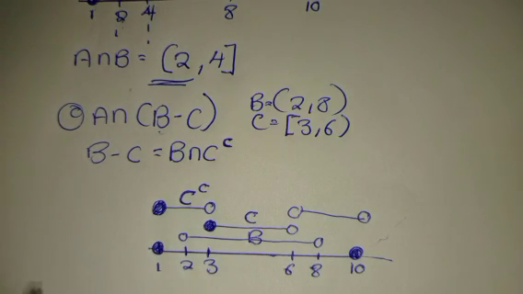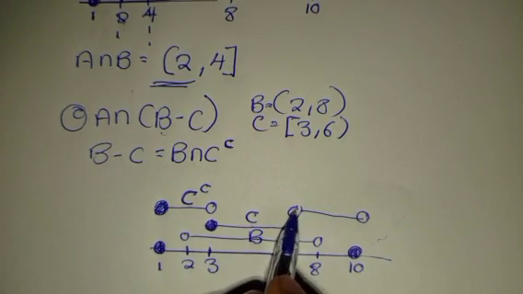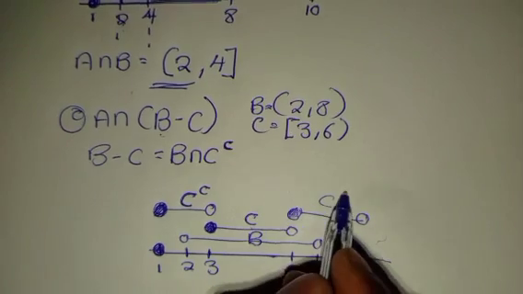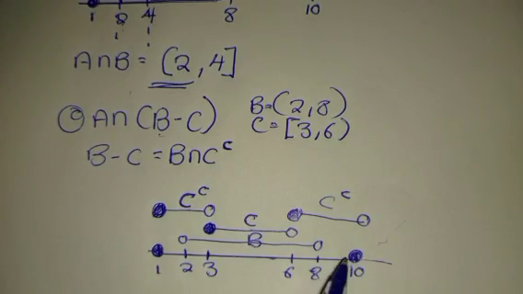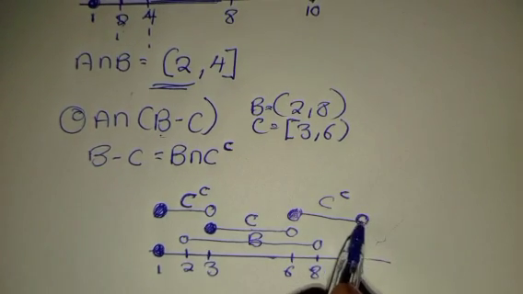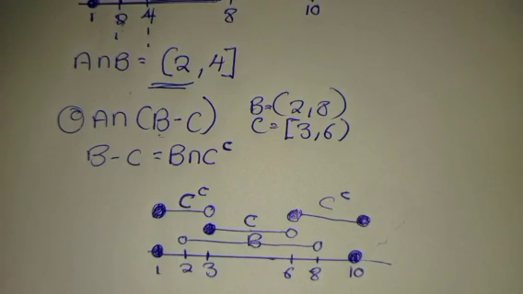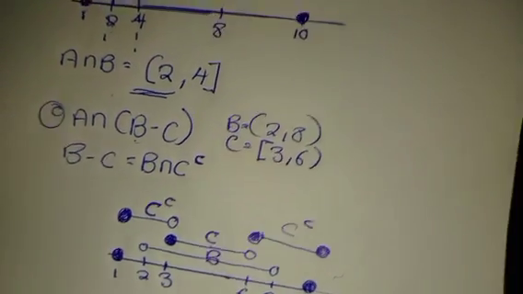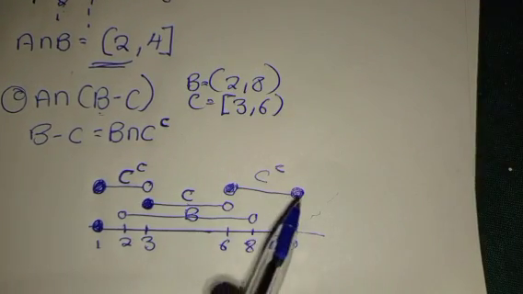We now need to understand one point. Remember, this 6 is not part of C. So which means the 6 will be part of the C complement. Then this 10 is part of the universal set, so it will also be part of the C complement. Then now immediately you have such kind.